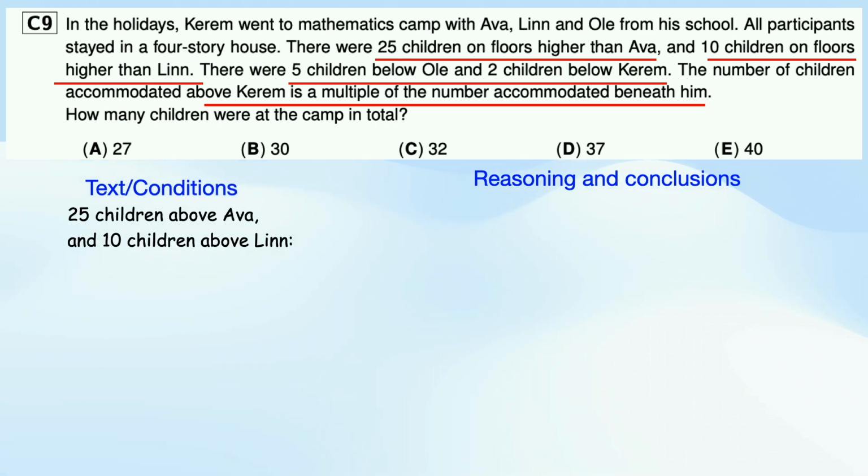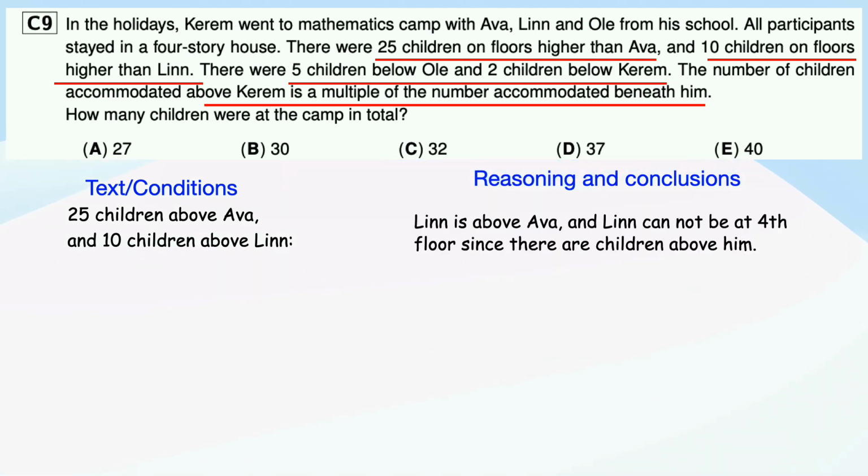So let's look at the first one. There are 25 children on floors higher than Eva, and there are 10 children on floors higher than Lin. What can we deduce? Clearly, Lin must be on a higher floor than Eva. And also Lin cannot be on the 4th floor because there are still children above him. So Lin is on either the 2nd or 3rd floor, and Eva on the 1st or 2nd floor.